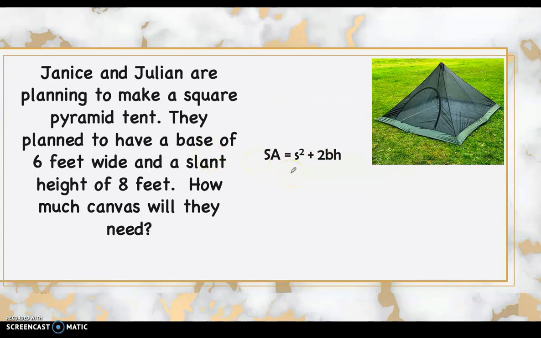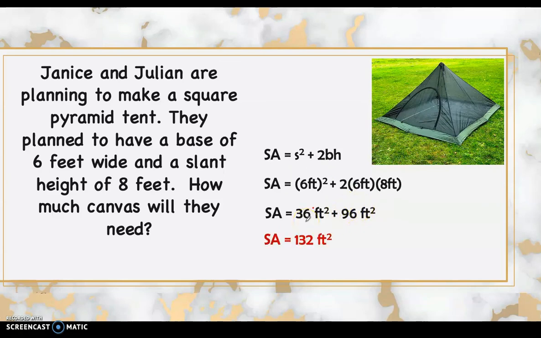So we have 6 times 6, 6 feet times 6 feet, plus 2 times 6 feet times 8. We simplify that. We have 36 square feet. 2 times 6 times 8 is 96 square feet. Then we add the 2. We have 132 square feet. So they need 132 square feet of canvas.